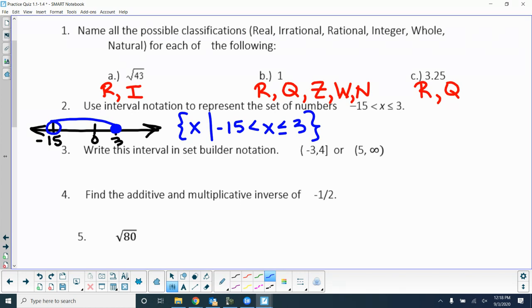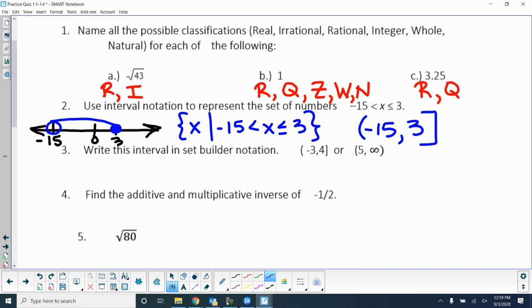So that's set builder, but I'm asking you interval, okay? Interval notation is this kind of stuff. It looks like a point when you graph, right? 2 numbers with a comma between them. But sometimes there's parentheses, sometimes there's the bracket, the squared off one. The parentheses tell you you're not including the number that it's next to. And the bracket is telling you you are including it. So for this one, we're not including negative 15, so it's parentheses. And for the 3, we are including it, so it's the bracket.